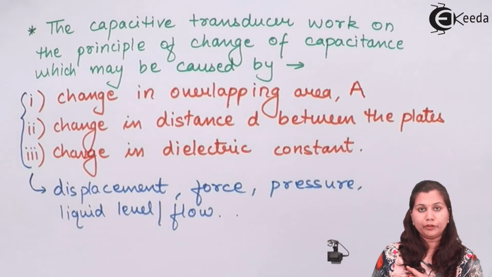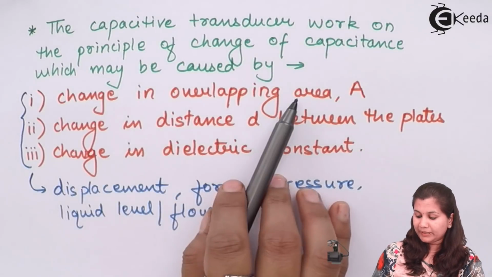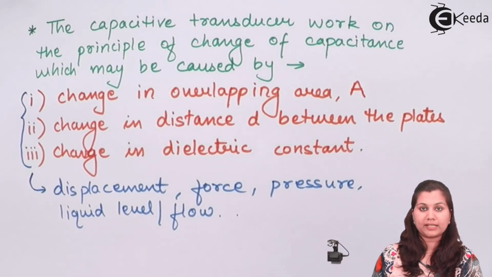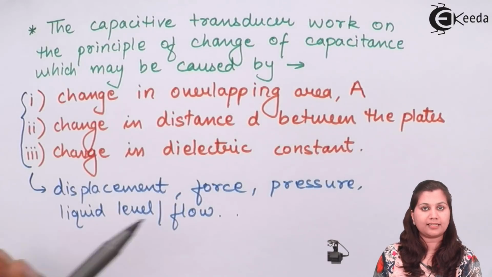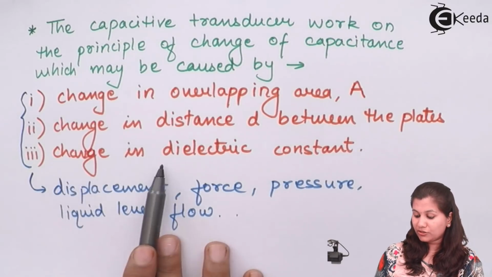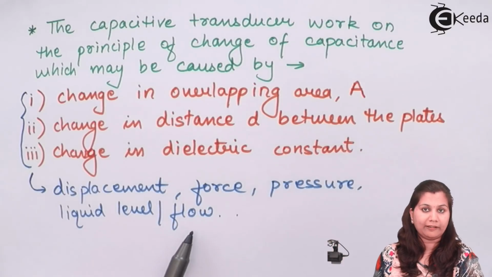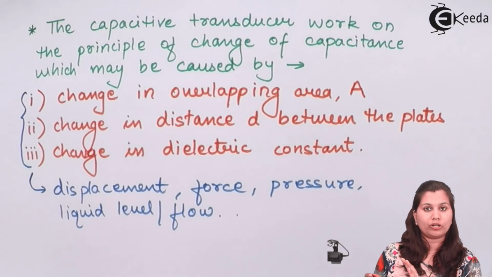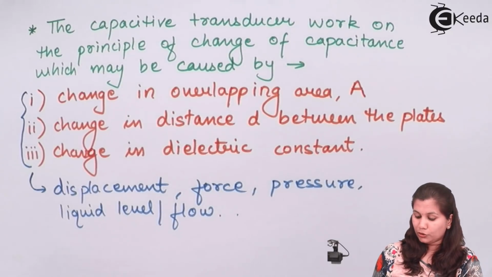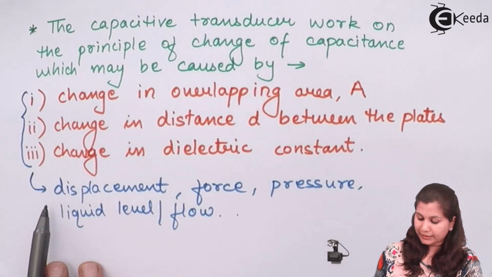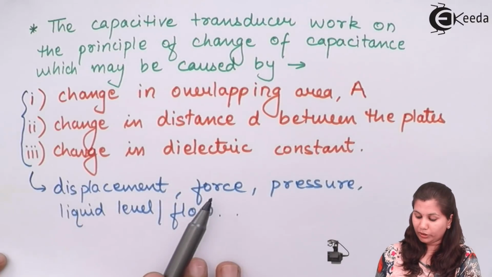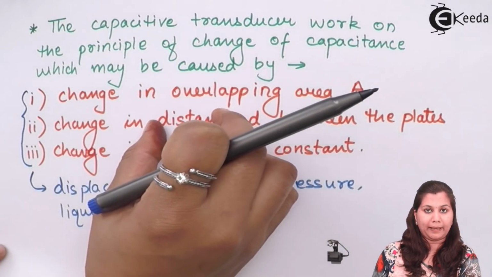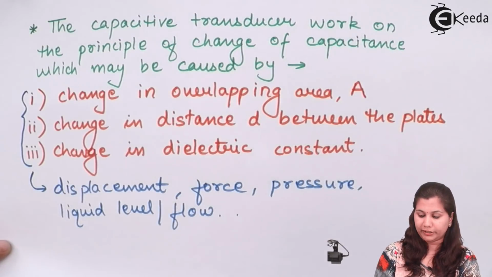So if due to displacement the overlapping area or the distance between the plates is changing, then capacitance will change. If force or pressure is applied to change the area and the distance, then also capacitance changes. If we change the dielectric constant, like in liquid level or flow measurements, where the liquid level or the flow changes the dielectric constant, then capacitance also changes. So the changes in these parameters can be caused by these physical variables or the non-electrical quantity. We can use this change to get the change in capacitance, and we can get an output quantity.